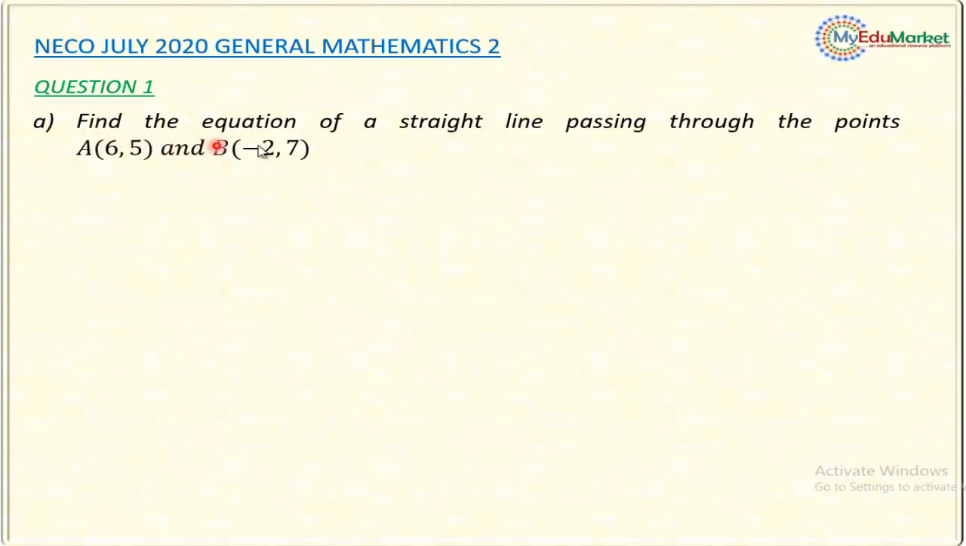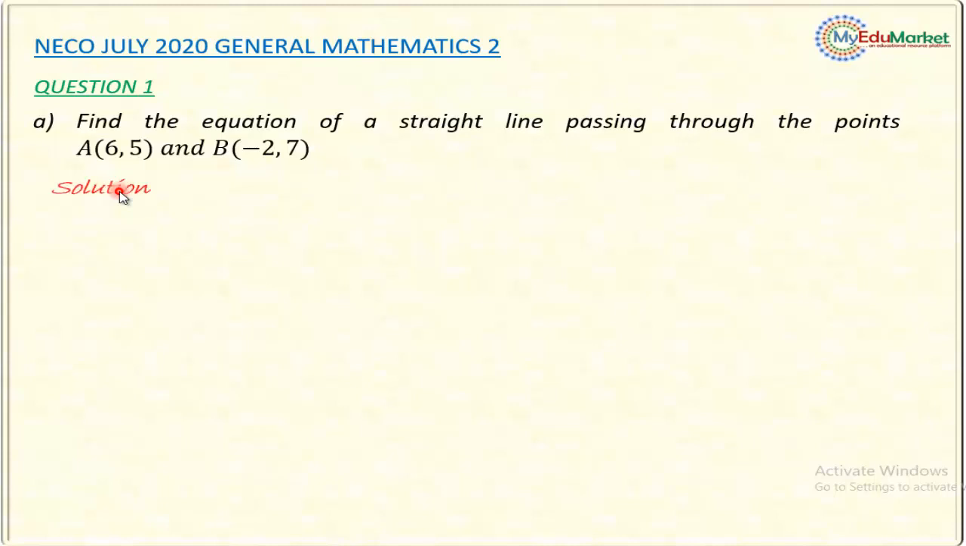This question says find the equation of a straight line passing through the points A with coordinate 6, 5 and the point B with coordinate minus 2, 7. So let me attempt to answer this question right now.